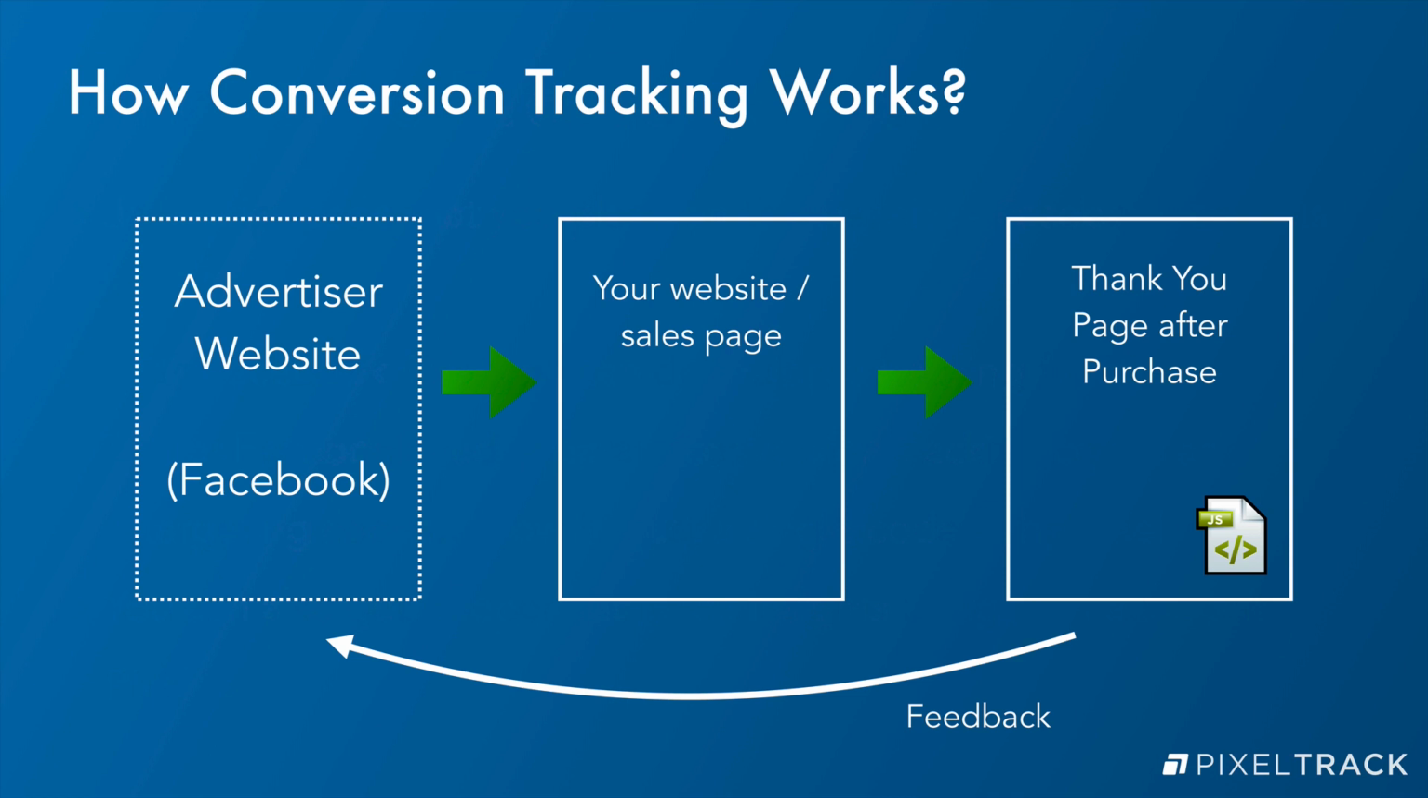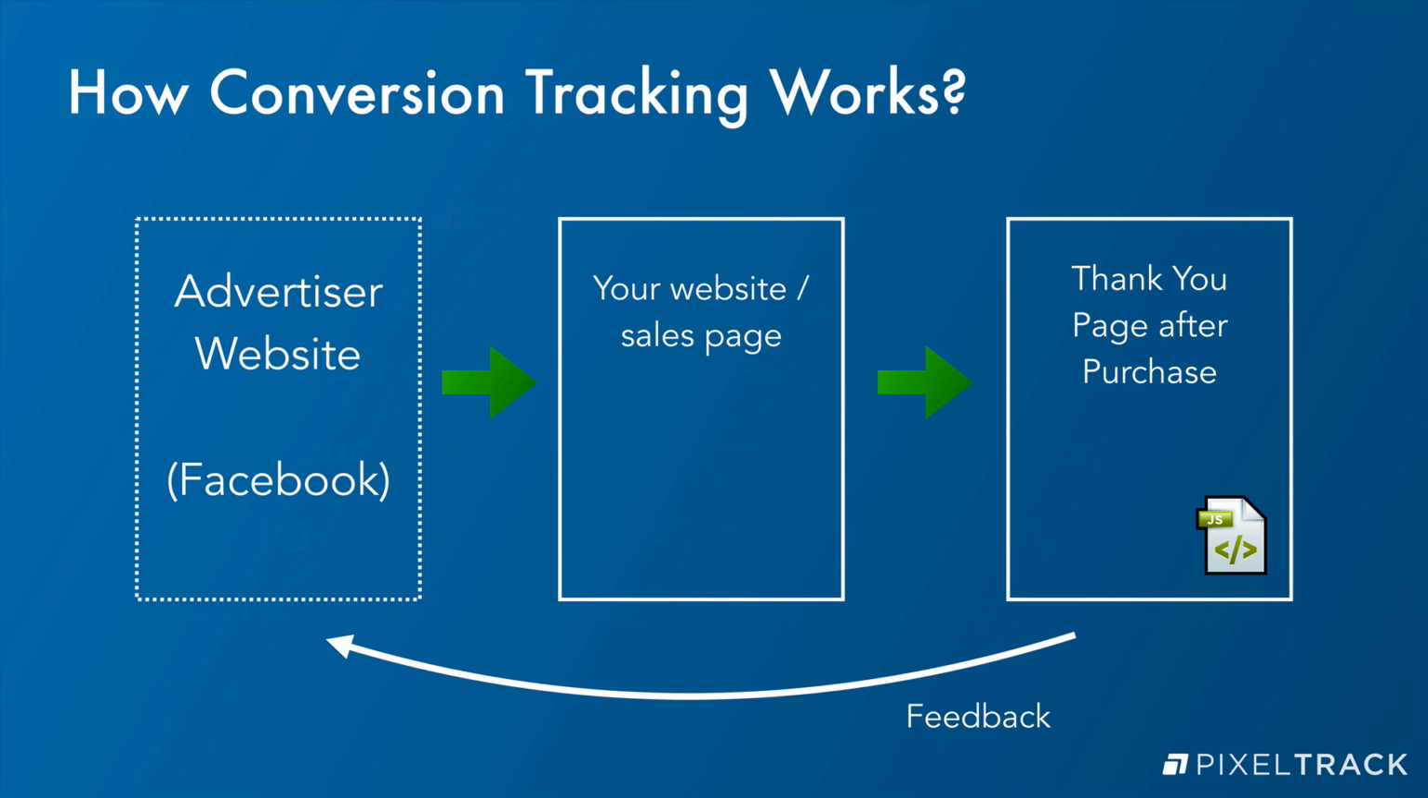So let's say 100 clicks come to your website, and out of those 100 clicks, some 20 clicks convert into actual purchases or into leads. So this data will be passed back to the advertiser website, in this case Facebook, and Facebook will show us that 20 people have converted from the campaign that you have created.